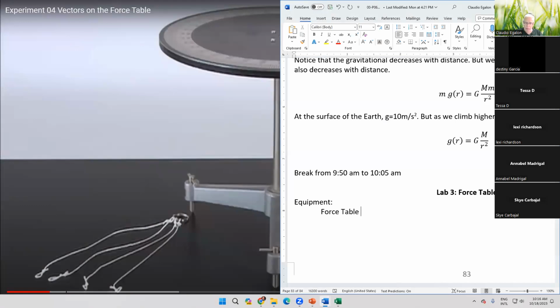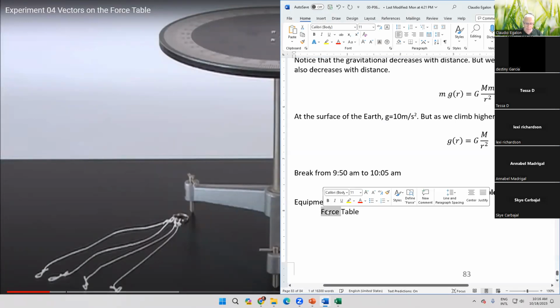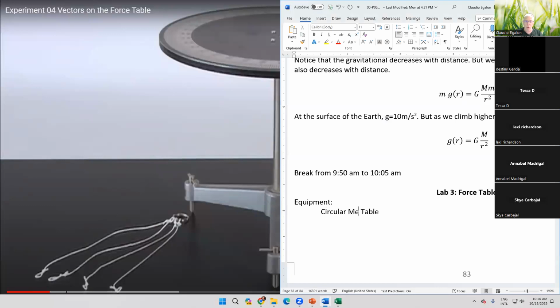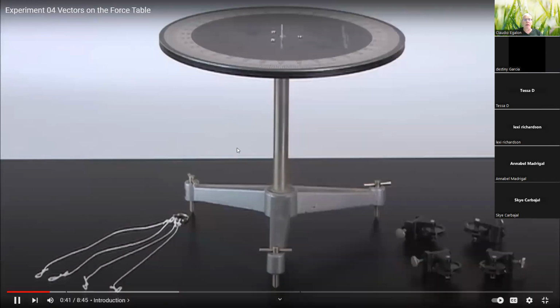First, the table: a circular metal table with a protractor on the top of it. We need to know the angles at which the forces are being applied. That's why we have the protractor there at the top. See here the protractor at the top, right? And we also have this little pin sticking out. There's a reason for that. And you can adjust the heights, so you can level the table as well.